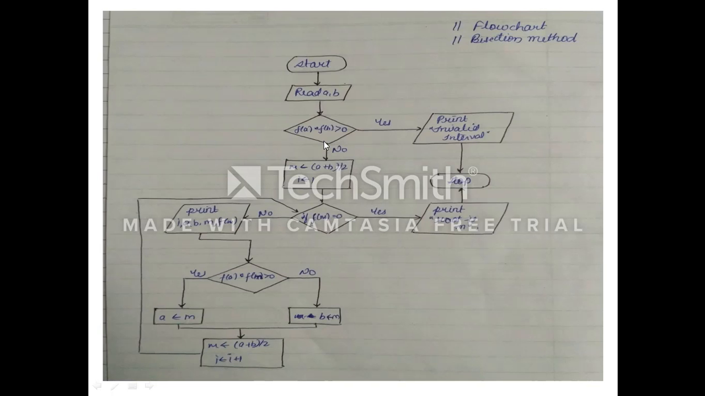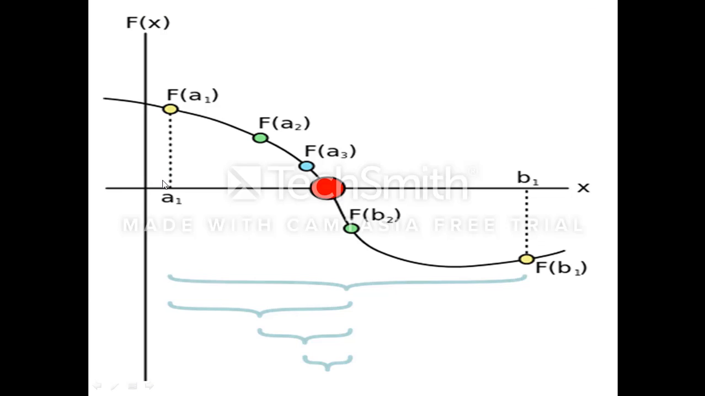So we will check whether f of a into f of b is greater than 0. This will show us whether a and b lie on the same side or on different sides. For example, here f of a into f of b results in negative. This means that a and b are on different sides of the root, that is one on the left and the other on the right. But if f of a into f of b comes out to be positive, then it means that a and b are both on the left side of the root or both on the right side of the root.